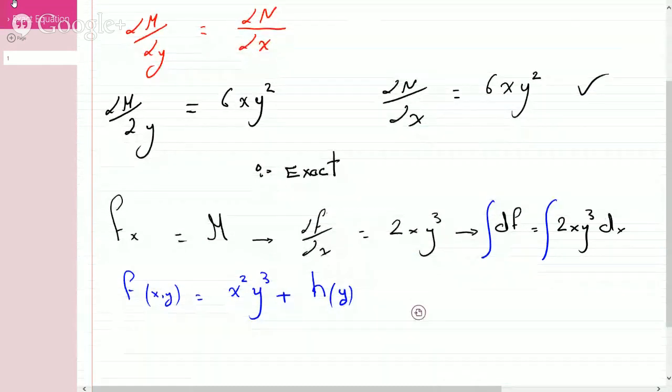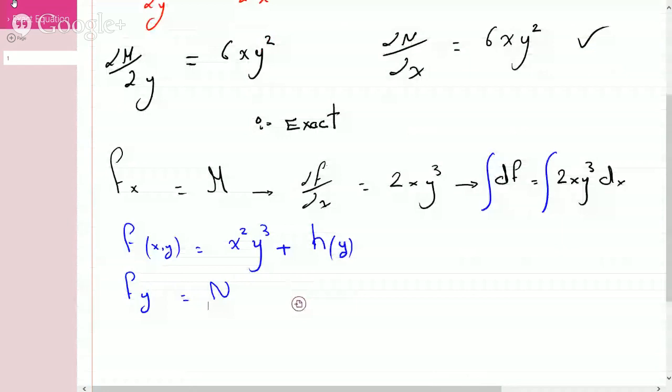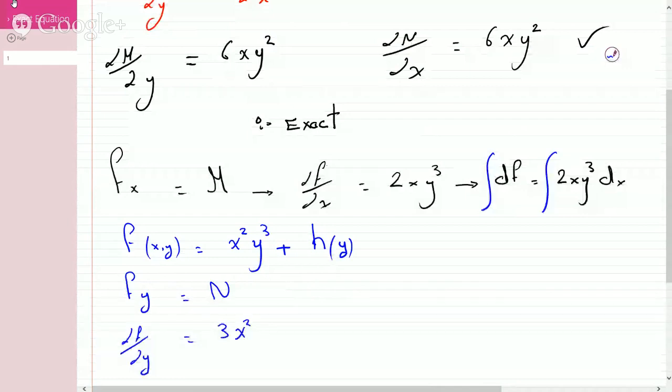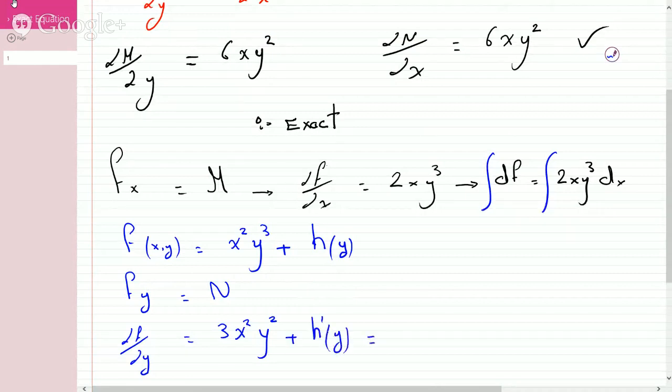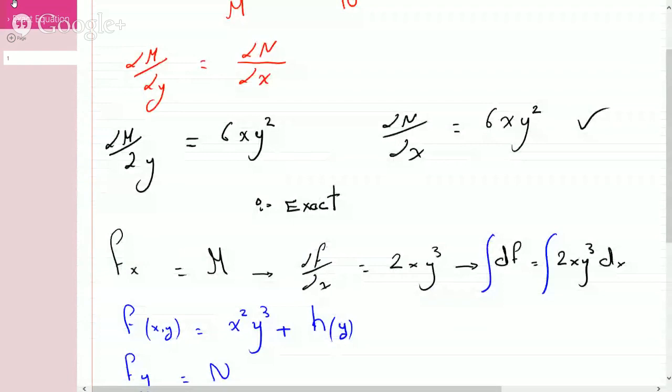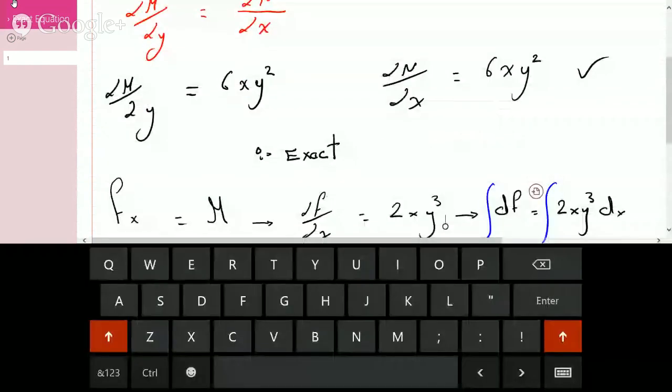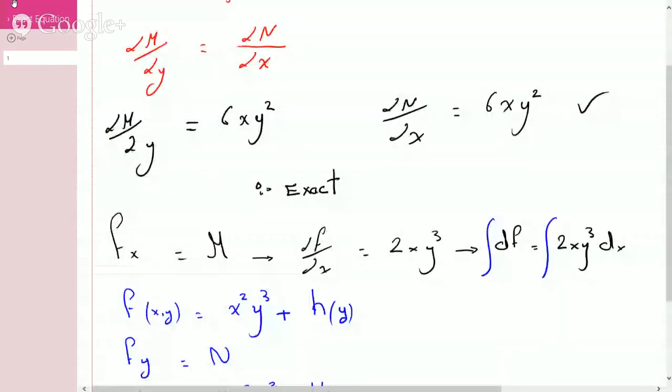And we already know that the partial with respect to y has to equal N. So then we can differentiate this with respect to y, and we will get 3x squared y squared plus h prime of y. I differentiated f of x y: the derivative of x squared y cubed is 3x squared y squared, the derivative of h of y is h prime of y, and that has to equal N, which is 1 plus 3x squared y squared.